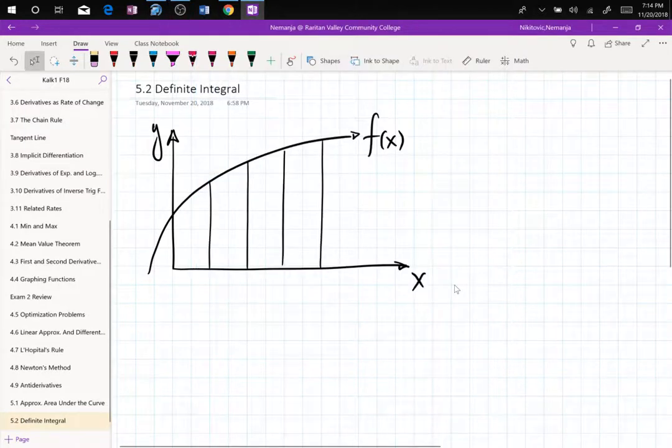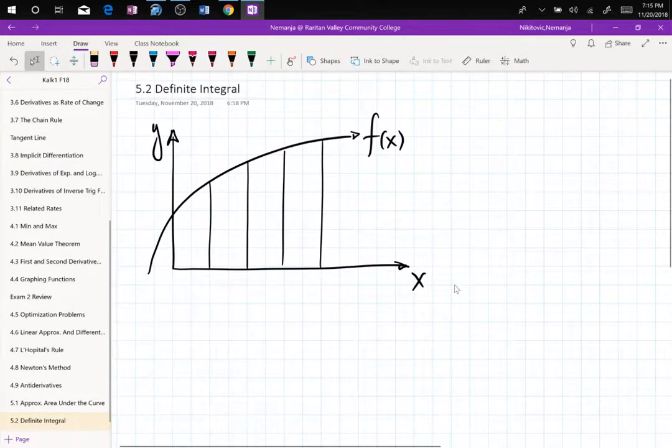Hello and welcome back to Calculus 1, section 5.2 on definite integral. So what's going on now? We have our approximation. Left or right rectangles or mid, pick your poison, right? It's approximation, it's not exact. So what do we say? How do we get better?